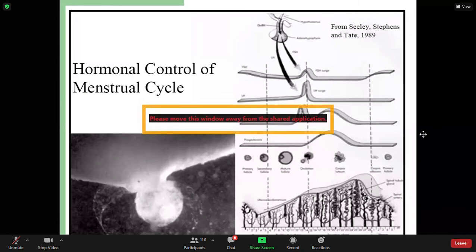Because sometimes, really, there should be an interplay of the hormones from the hypothalamus.